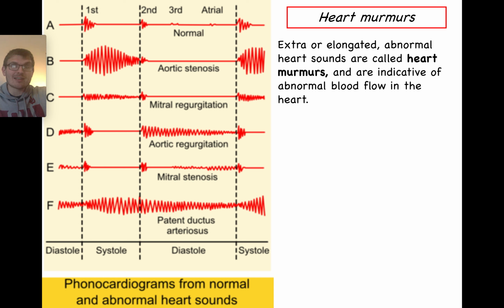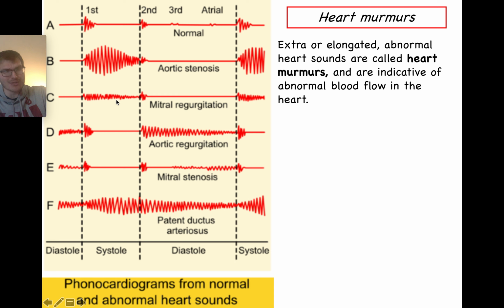Based on the fact that the abnormal heart sound or the murmur is the first heart sound, that tells us that the problem has to be with the first or AV heart valve. So again, with graph C here, you see not exactly a very loud murmur, but you see definitely an elongated first heart sound. Again, that probably tells us that the problem is with the AV valves, which is appropriate since this is called mitral regurgitation.